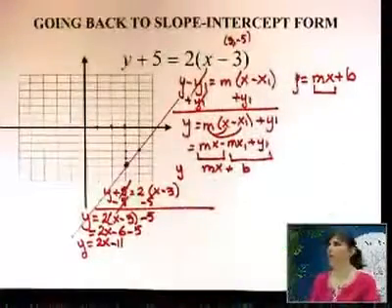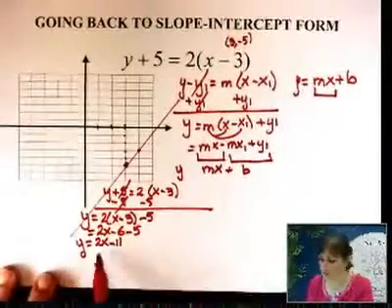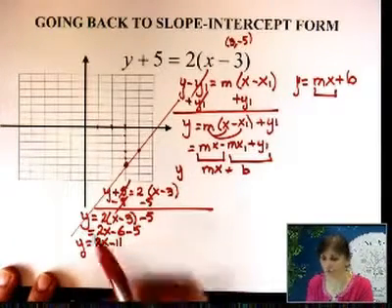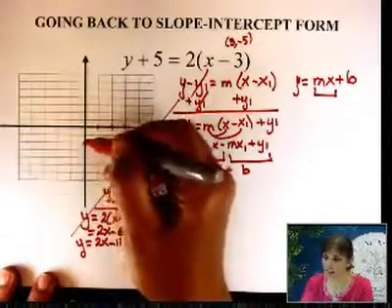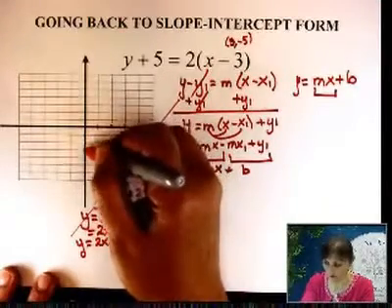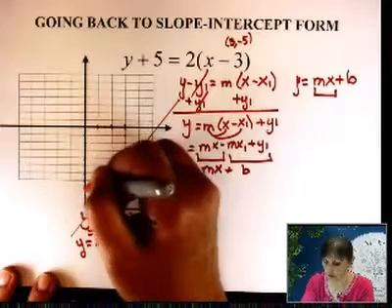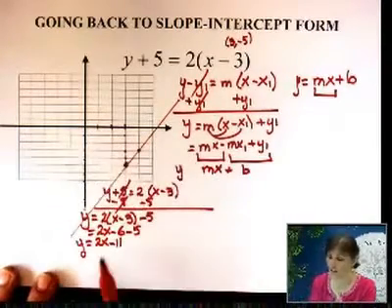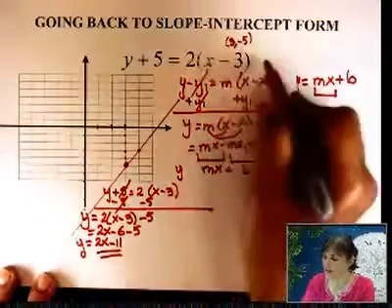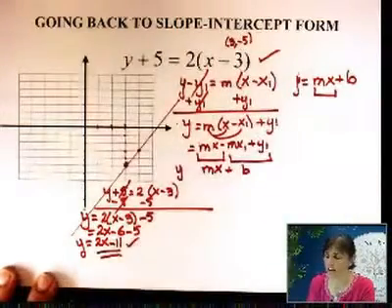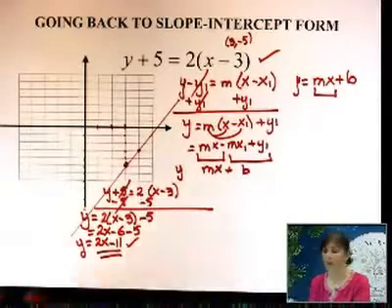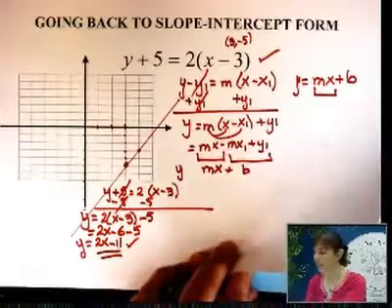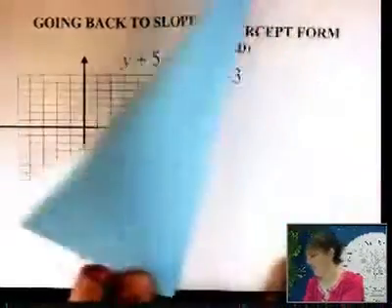Let's check it with the slope-intercept form. Slope-intercept form says it has a y-intercept of negative 11. I'm off the chart, but does it look like negative 11? Let's try. 1, 2, 3, 4, 5, 6, 7, 8, 9, 10, 11. Bingo. So actually, this was right. You can always have a reality check, and it has a slope of 2. So this is how you go back to slope-intercept form once you have it in the point-slope form.